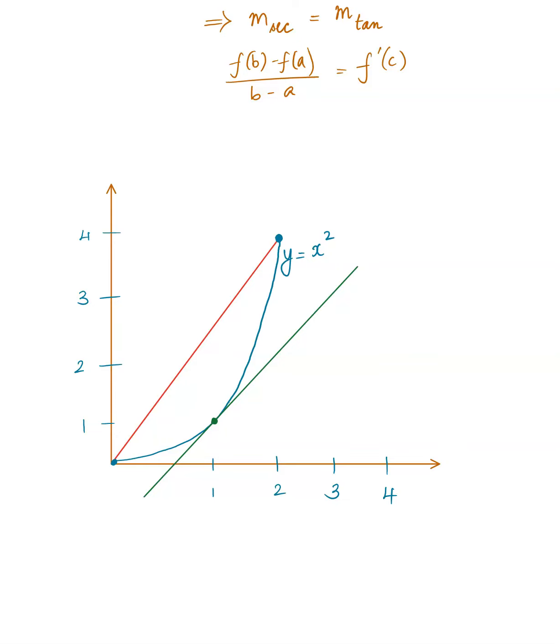Now, I'd like to illustrate the MVT idea here. Let's consider y equals x squared, and it's between, of course, 0 and 2. Let's say that's the interval between 0 and 2.